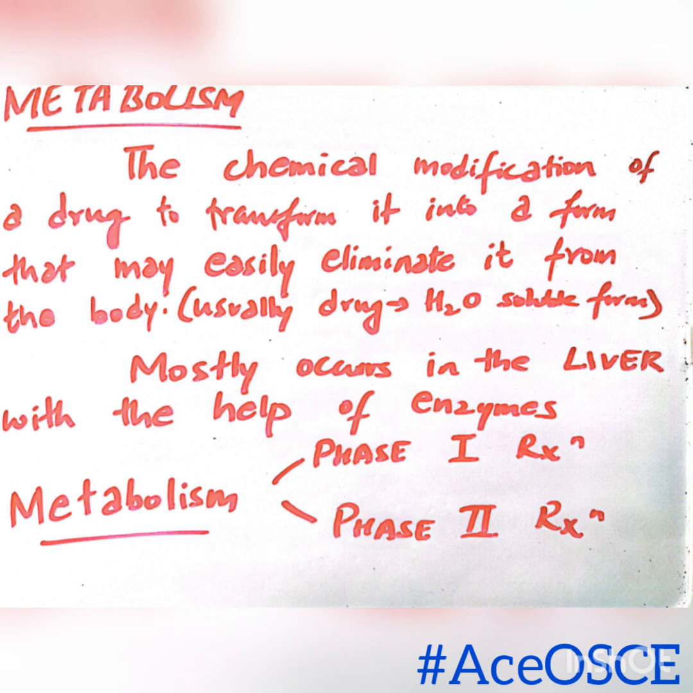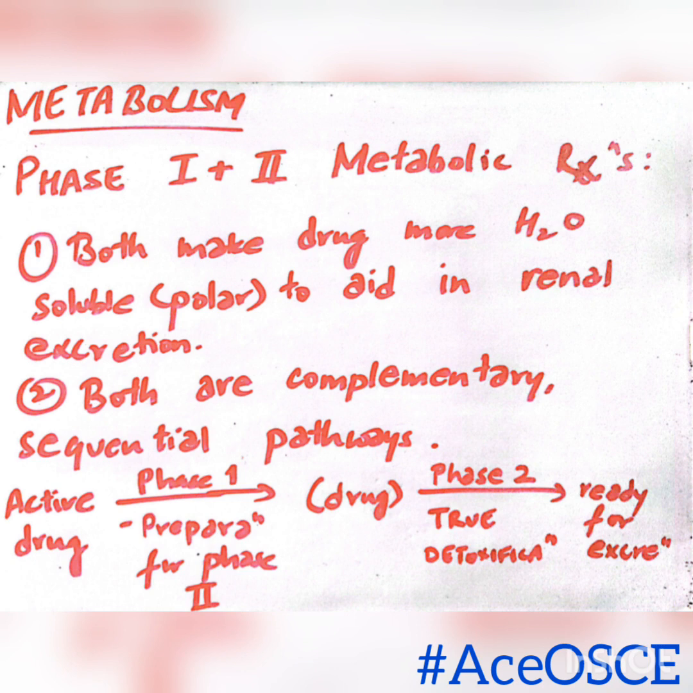Now, metabolism can happen in two separate phases. It can either be phase 1 reactions or phase 2 reactions. Let's have a quick look as to what these entail and what these phase reactions mean. Usually, phase 1 and phase 2 metabolic reactions are both intending to make the drug more water soluble or polar to aid in renal excretion. So here we're only talking about renal excretion, which is usually the case in which medications are excreted through the body. These are usually complementary and sequential.